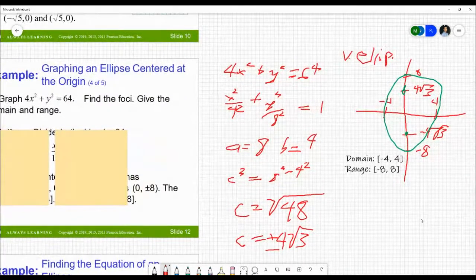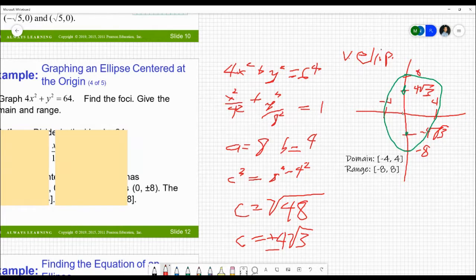Very good. So in this example here, a would be our 8 and b would be our 4. Very good, because a is always the larger one. And then when you set it up to find c, you get square root of 48, which you can simplify to be 4 square root of 3. So we have an ellipse that is vertical, where the major axis is vertical.